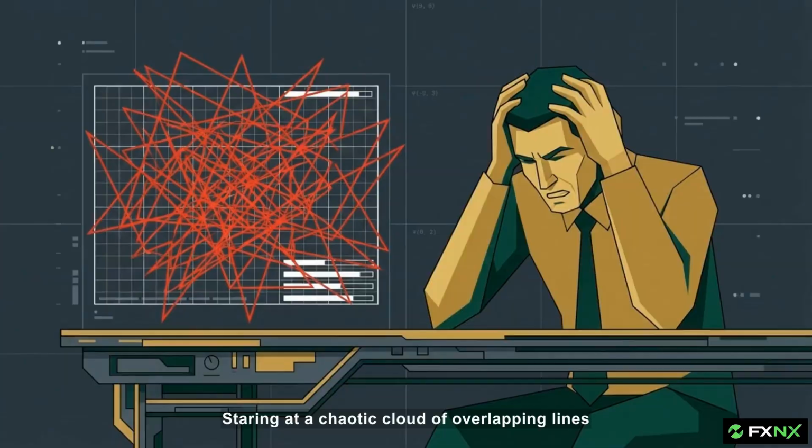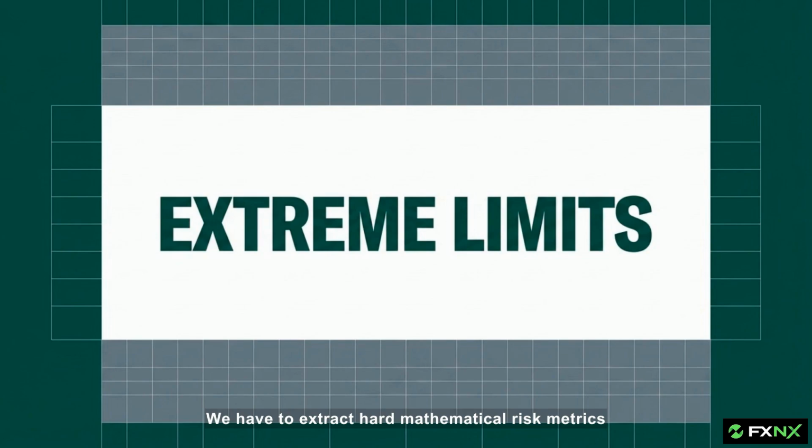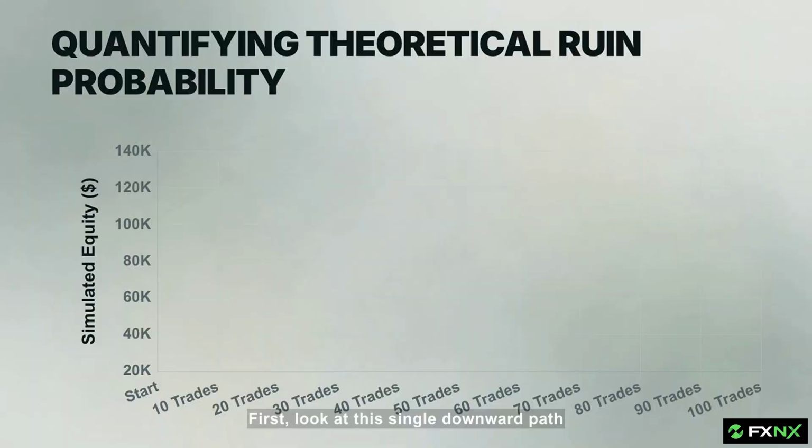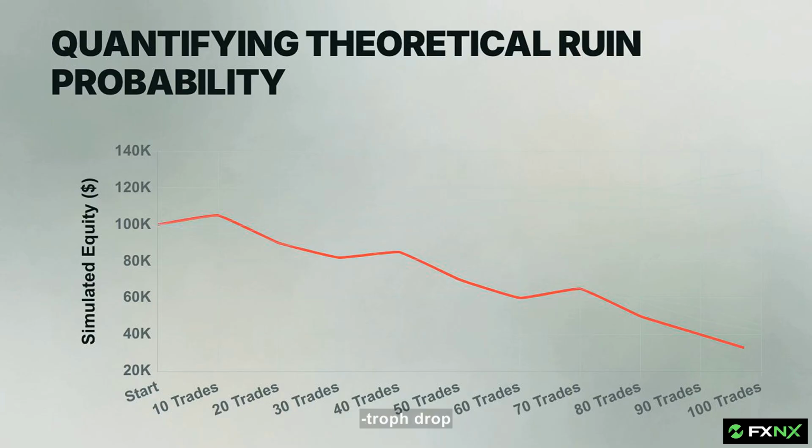Staring at a chaotic cloud of overlapping lines isn't practical for daily trading. We have to extract hard mathematical risk metrics from that data. First, look at this single downward path highlighted at the bottom. This represents the maximum drawdown. The simulation isolated the single worst peak-to-trough drop your strategy could theoretically face.